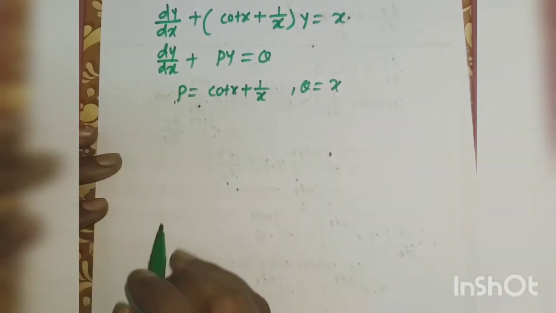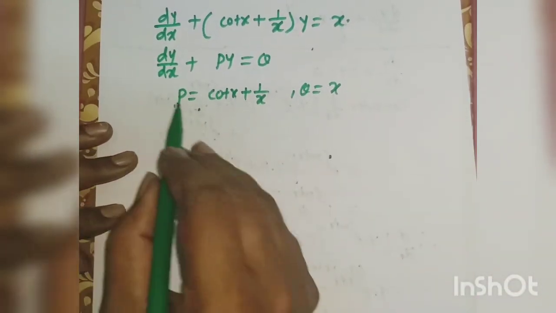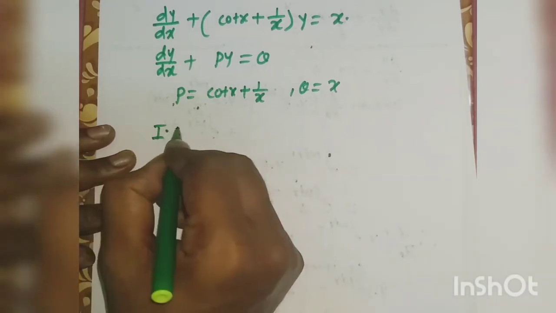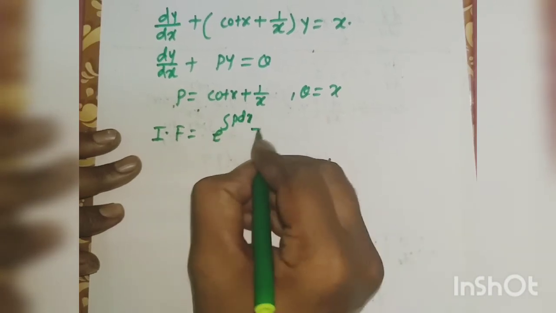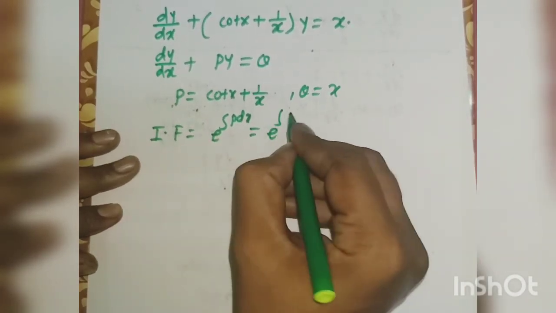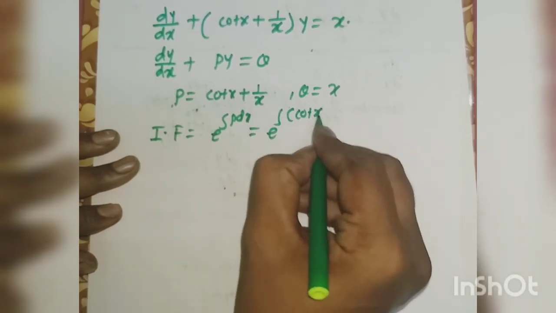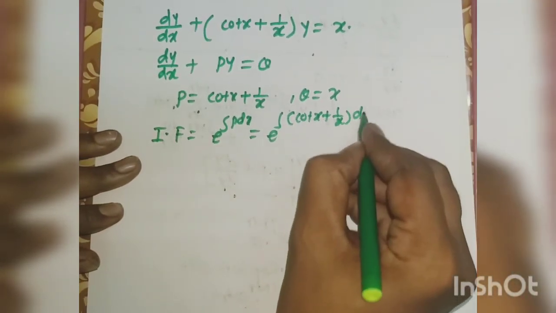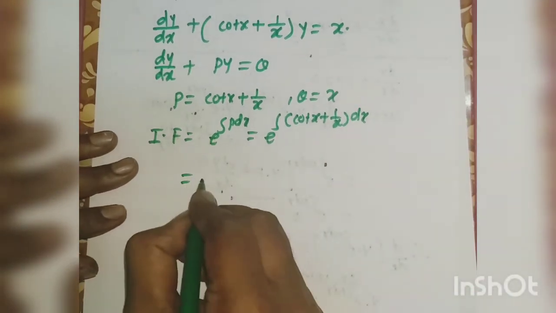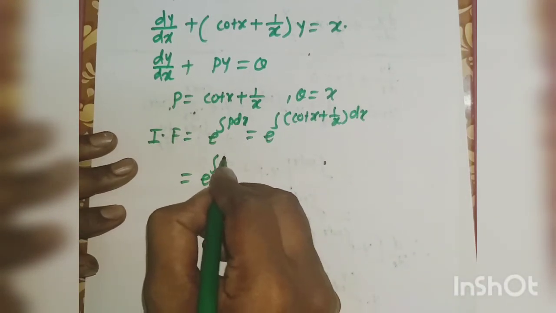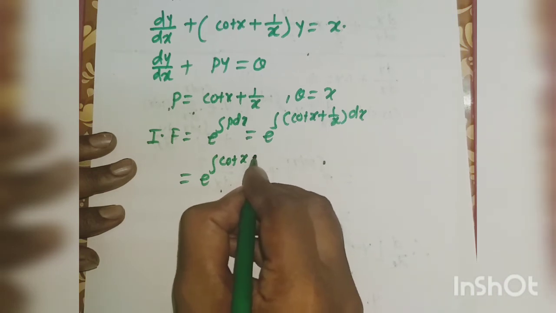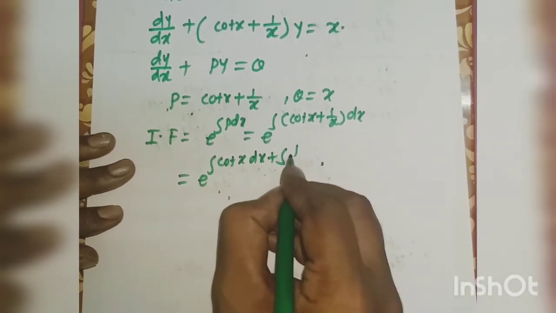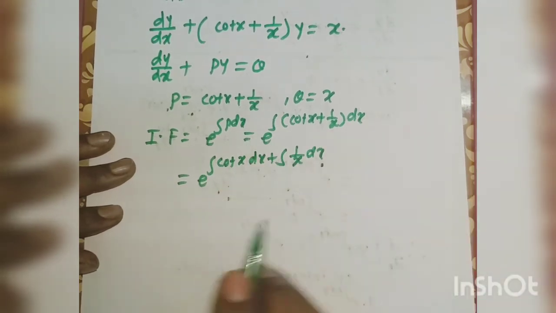Now we do not need to find its solution, we only find the integrating factor. The integrating factor IF is equal to e raised to integration of P dx, which is e raised to integration of cot x plus 1 by x dx, which is e raised to integration of cot x dx plus integration of 1 by x dx. We take the separate integration.